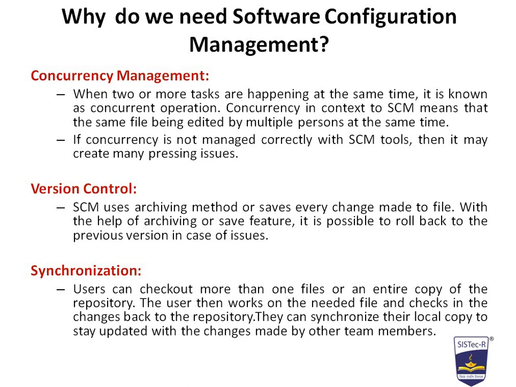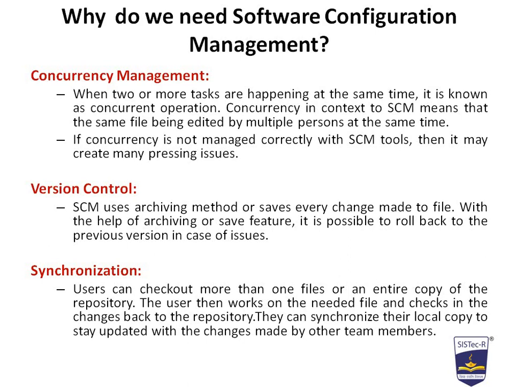So SCM uses archiving methods, or saves every change made to a file with the help of an archiving or save feature. So it is possible to roll back to the previous version in case of issues. If we have some update in our file and the updated version is not working perfectly, then we have to roll it back, so it can work at least with the previous situation or previous software version.